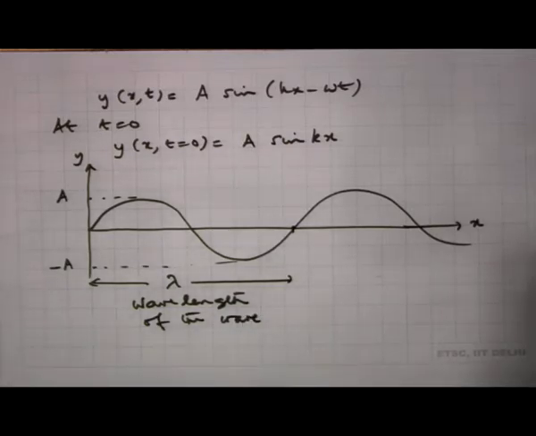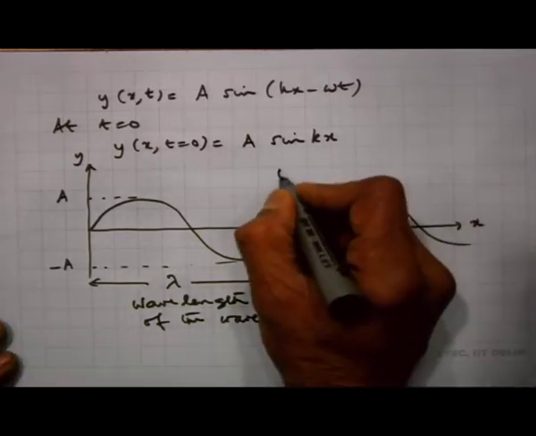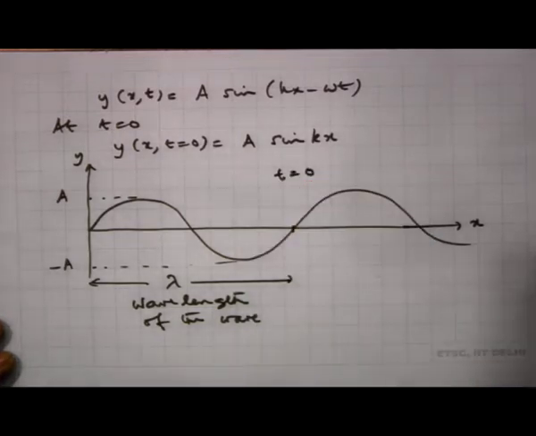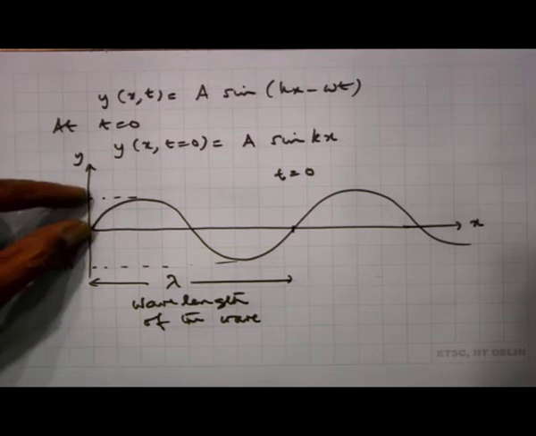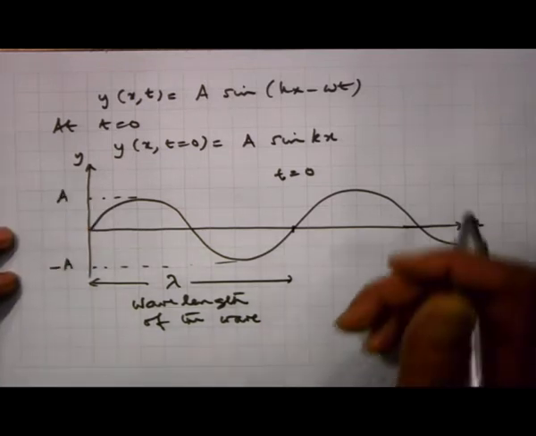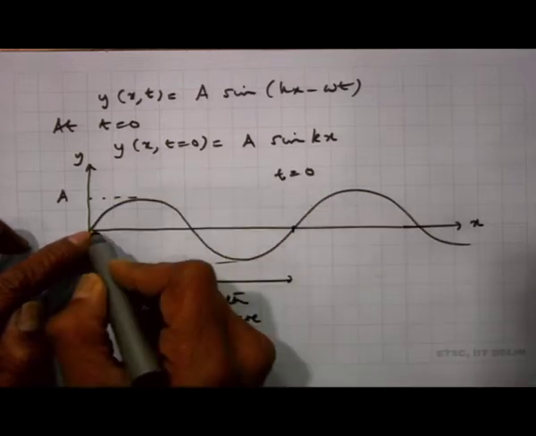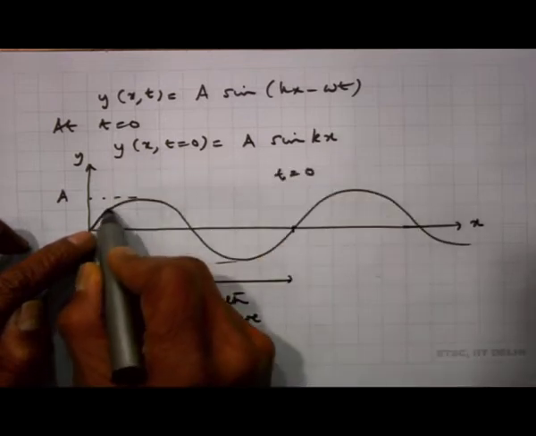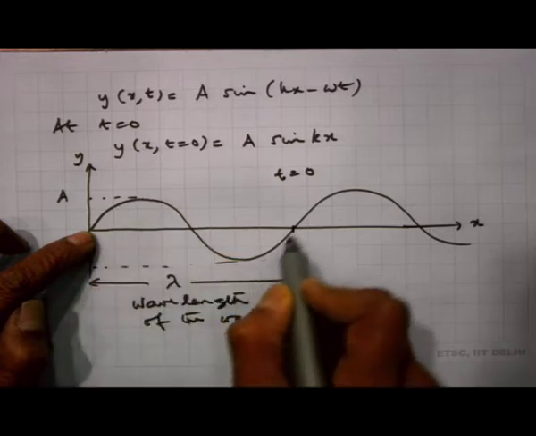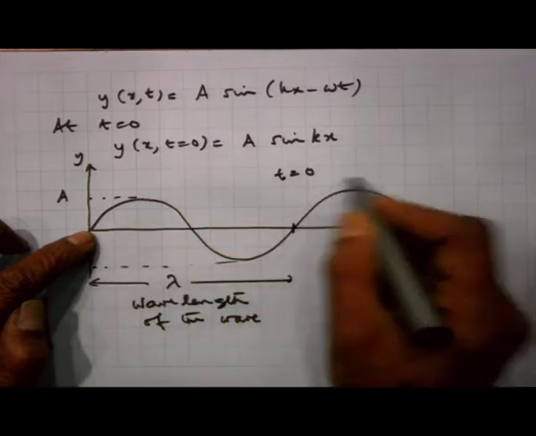So, please remember this is a snapshot of the string at t equal to 0. If I had a very fast camera, I could have taken a very short exposure of the string at some instant of time which I call t equal to 0, and I will see an image of the string like this. This is the amplitude and this is the wavelength. So, you can see here the sine function at this point x was 0, so the amplitude is 0. As x increases, the amplitude increases like a sine function. Then after this distance, the sine function repeats itself.